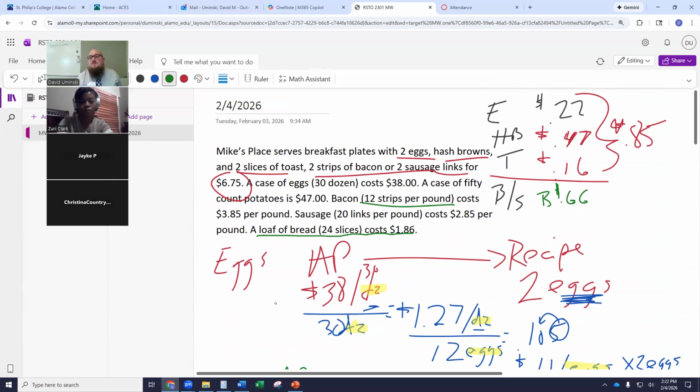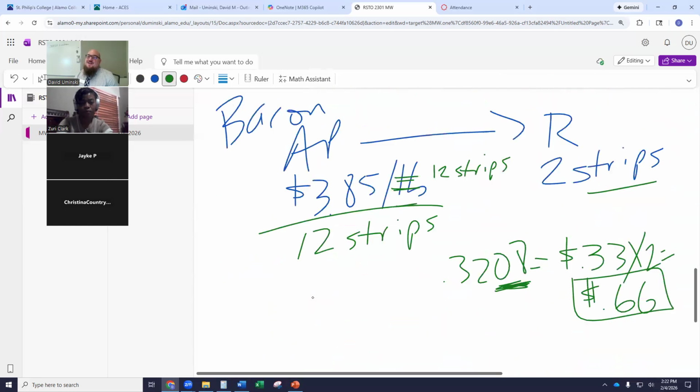So our plate, 85 cents plus 66. Our bacon plate costs how much? 151. $1.51 to make that bacon plate. Okay, 66 cents is the cost of the bacon, the protein, and 85 cents is the cost of the eggs, the hash browns, and the toast. Okay, and for brunch, you could sell that for 20 bucks, depending on your location, absolutely.